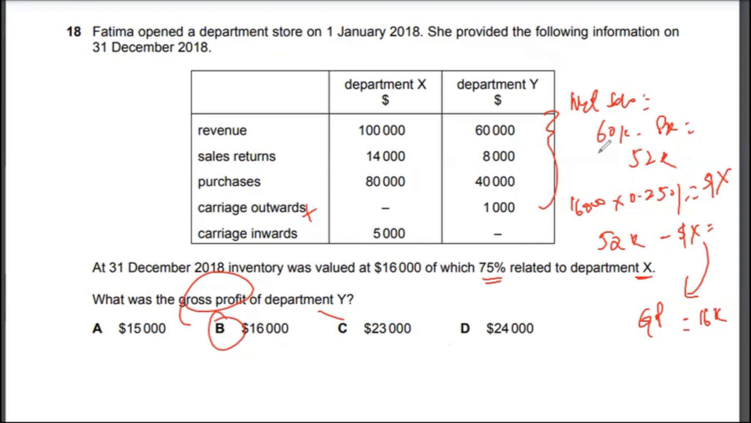You can simply follow the maths in here. This is not a complicated question. You must understand how to calculate gross profit. It is nothing but sales minus cost of goods sold, right? It's just sales minus cost of goods sold, and that will give you the gross profit.